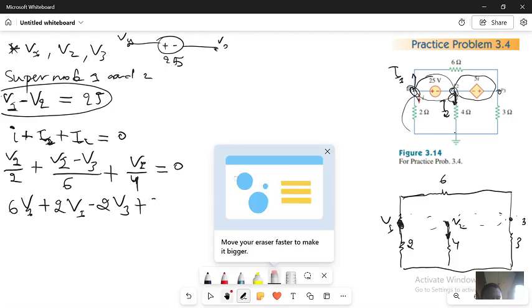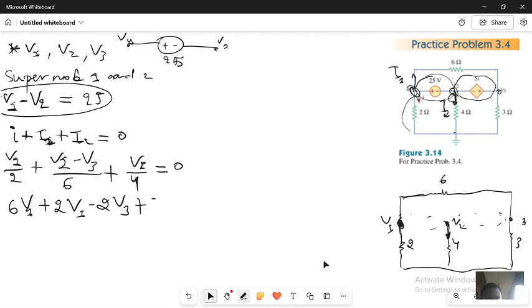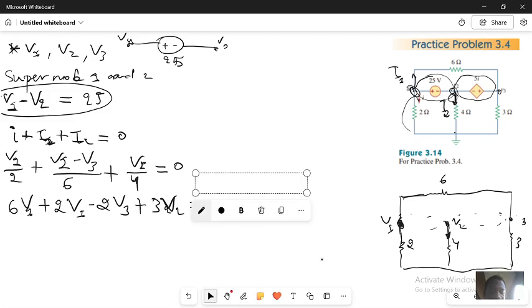So we'll have 3v2 equal 0. Now let's see.